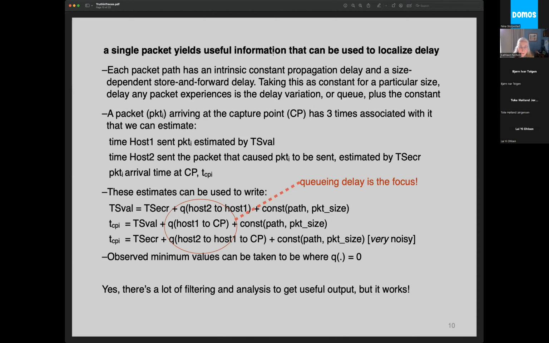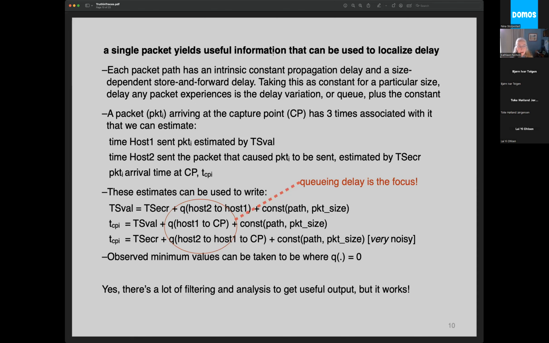So let's think about this. We've got a packet that comes into our capture point, and it has three times associated with it. The time that the first host sent this packet i can be estimated by the TS val. The time that host 2 sent the packet that caused packet i to be sent, it comes in and sends another packet out, is estimated by the echo reply time. And then there's the packet arrival time at the capture point, and that's just your local clock.